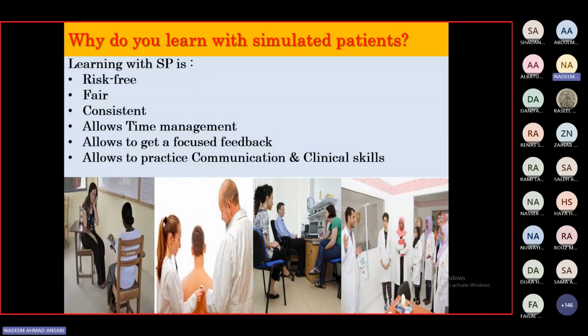Suppose there are 10 points which are supposed to be informed by the simulator to the student. Then every time you interview, they will tell the same 10 points. So it is quite consistent. It will not change.